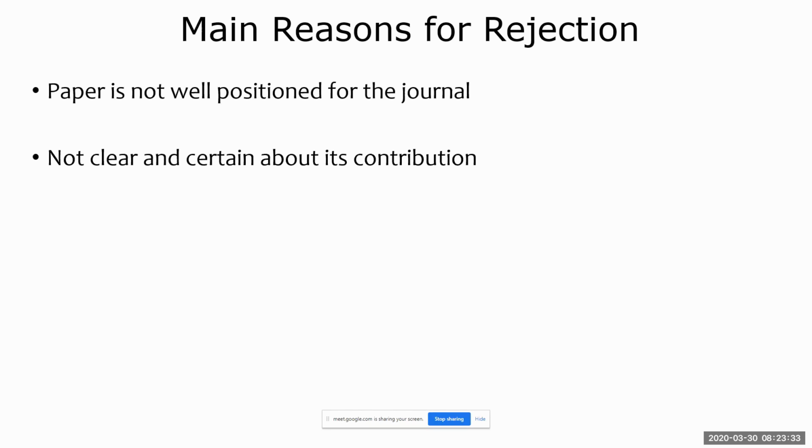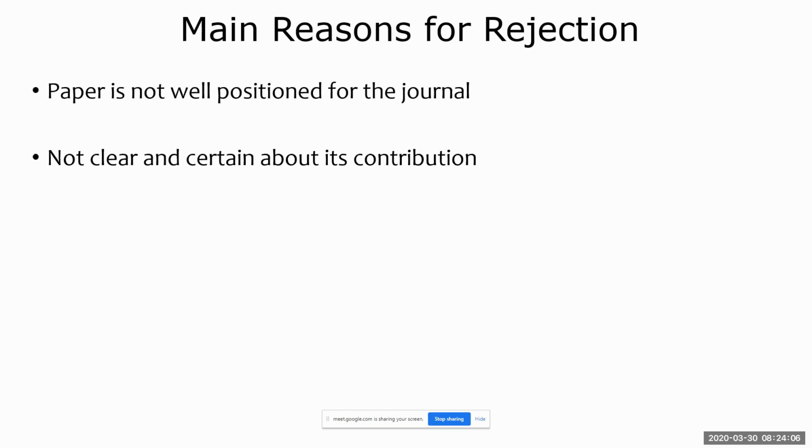The other issue is where authors are not clear or certain about their contribution. If you as an author do not understand what the contribution of your paper is, certainly the reviewers or editors would also not know about this contribution. Sometimes I've seen that people who do not have English as their first language make a mistake in communicating the contribution. There is obviously a contribution in the paper, but they fail to communicate what that contribution is.